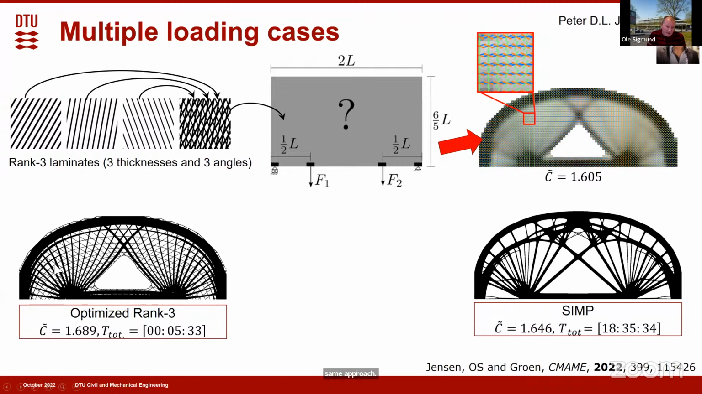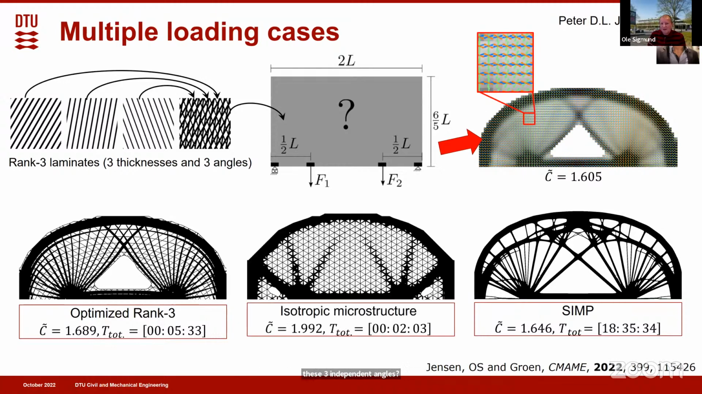Now you could ask, hey, this looks like an isotropic microstructure, right? So couldn't we just use an isotropic one instead of having these 3 independent angles? So we actually tried to optimize it using optimal triangular isotropic microstructures. This was extremely efficient. We did the de-homogenization, but what we see here is that the compliance is significantly worse. So we still need anisotropic adaptation when we do stiffness design. So this was a stiffness case.